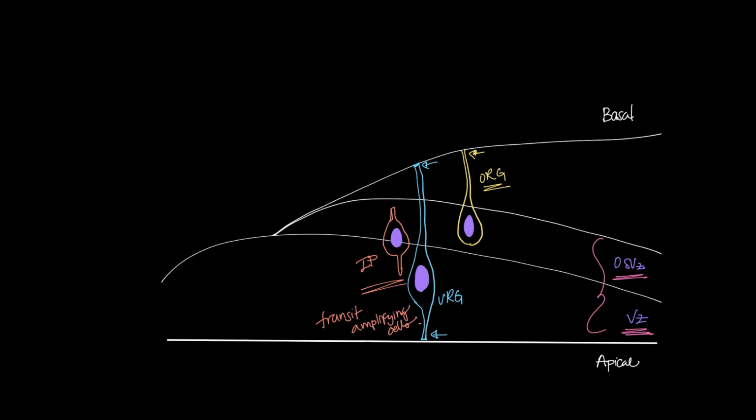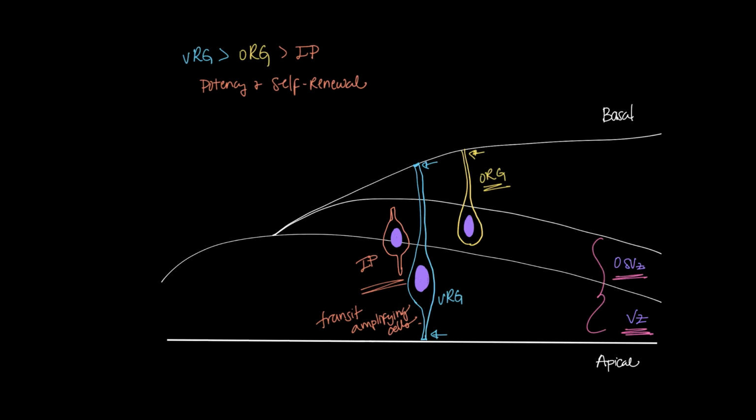And so it is thought that the potency of these cells, so the number of cell types that they can give rise to, is such that the ventricular radial glia have the greatest potency, followed by the outer radial glia and the intermediate progenitor. And that's true for both the potency and also for the self-renewal capacity. So the ventricular radial glia are the ones that have the greatest self-renewal capacity and the greatest potency, or the potential to give rise to the greatest number of cell types.